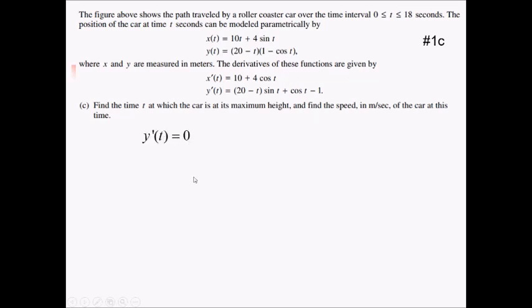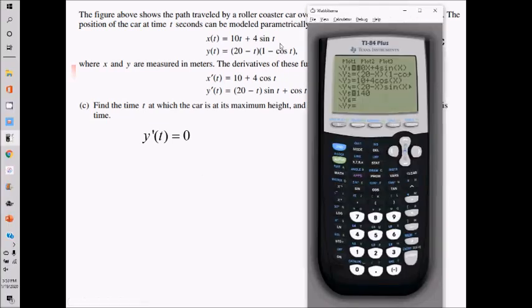That's my starting point. Let me graph that. So going back to the y equals, I'm no longer interested in x of t like I was on the last problem part. I want y prime of t. That was stored in y4. So let me select that. Let me deselect that other random thing that was in there. I'm still going from 0 to 18.